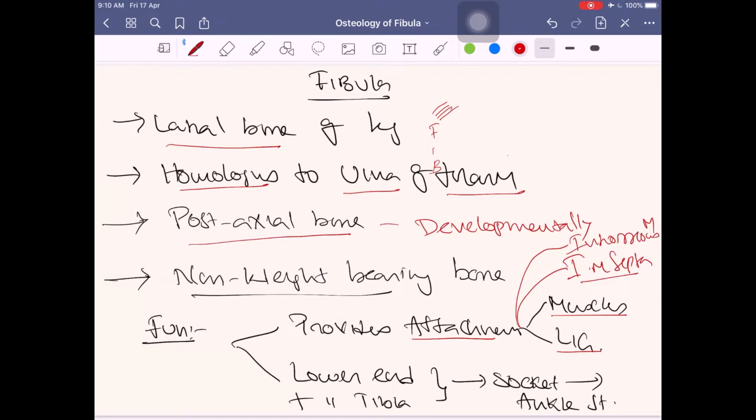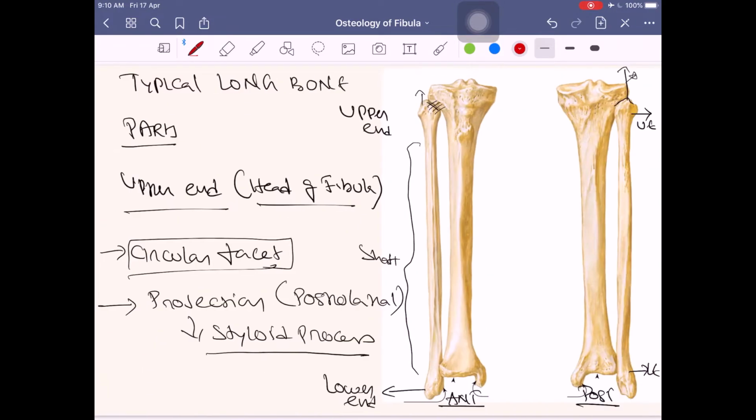And other than that, the lower end of the tibia along with the lower end of the fibula forms a socket for the ankle joint. So that means it does contribute to the formation of the ankle joint. So it is quite the reverse of radius and ulna. There you see the ulna at the lower end is not taking part in the formation of the wrist joint, but here the fibula is taking part in the formation of the ankle joint.